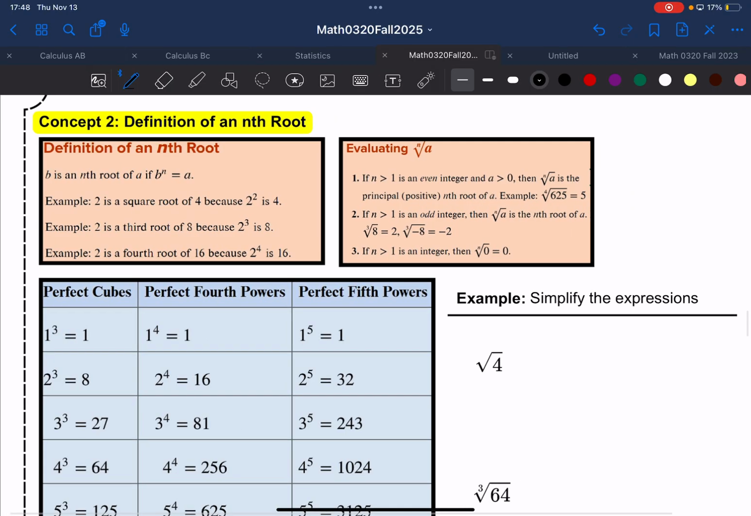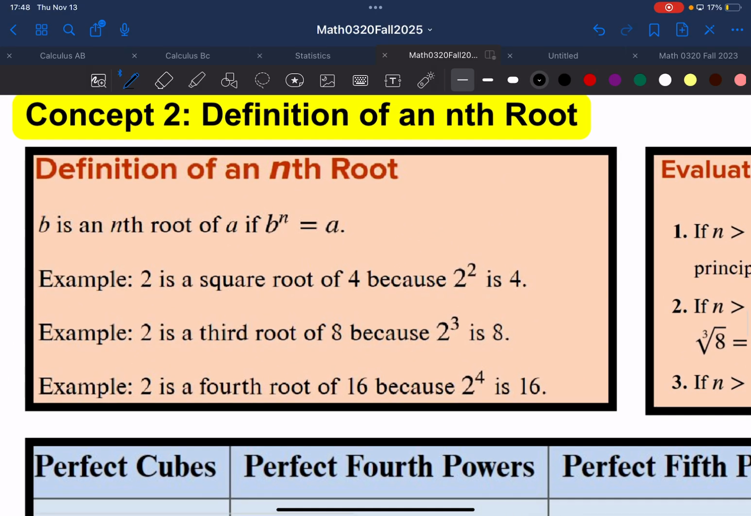Okay, so now we're going to talk about the definition of an nth root. So it says b is an nth root of a if b to the n power equals a. So if we replace n with 2, this is saying b is a square root of a if b squared equals a. So we're replacing whatever root we're going to find with n.